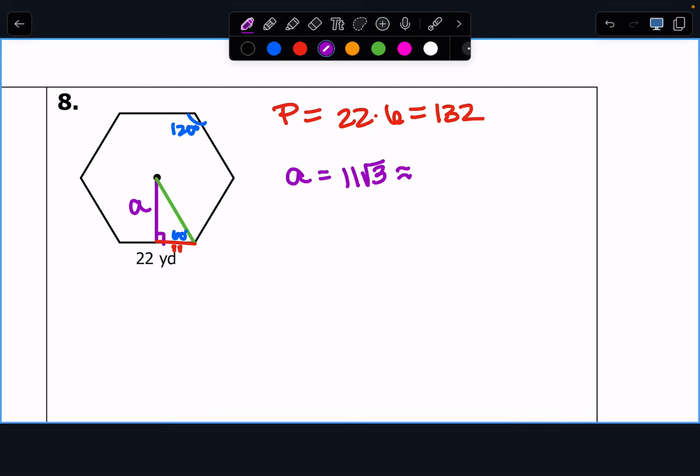The radius is 22, but we don't care about the radius, unfortunately. Okay? So, our apothem is 19.05. So, for our area, we're going to take 1/2 times the apothem that we found times the perimeter.